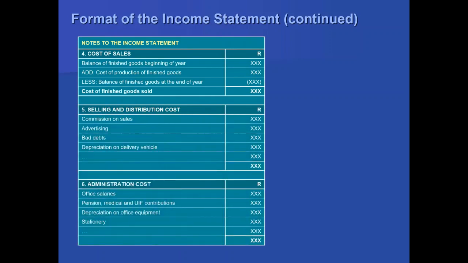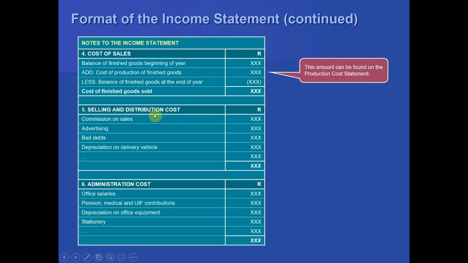So finally, let's just look at the notes. So we saw in the previous slide that there's a note for cost of sales. We start with the balance of the finished goods at the beginning of the year. We add the cost of production of the finished goods, and that we can find from our production cost statement. And then we subtract the balance of the finished goods at the end of the year, in other words, the ones that we did not complete, or rather did not sell, so that it doesn't form part of our cost of sales. Then we will, in fact, obtain the cost of finished goods sold.